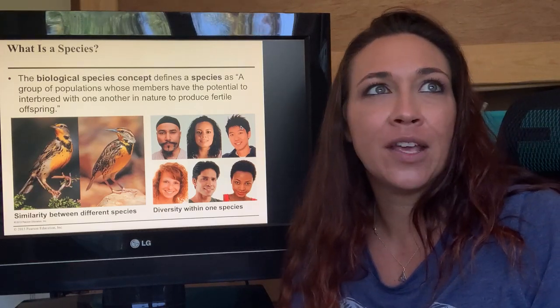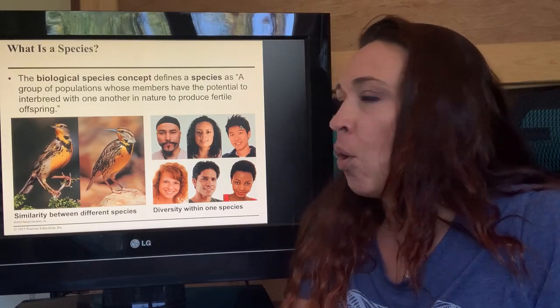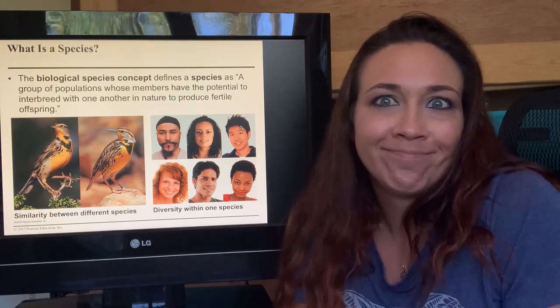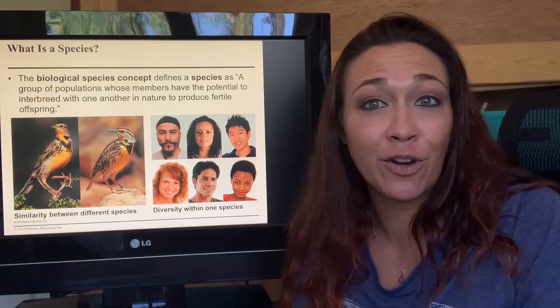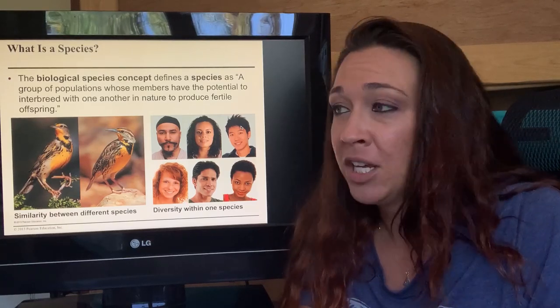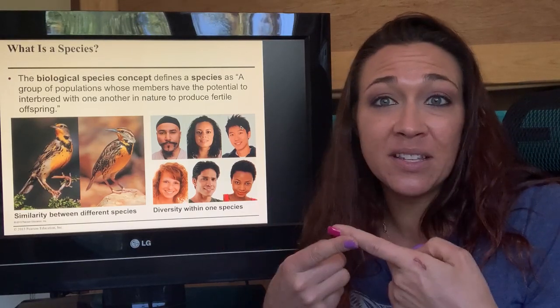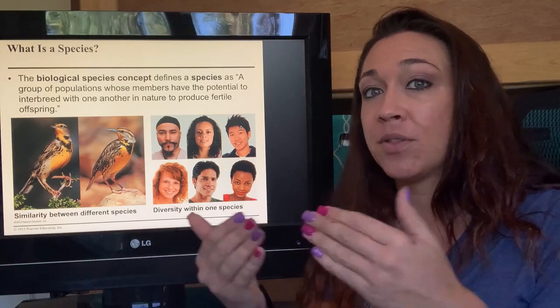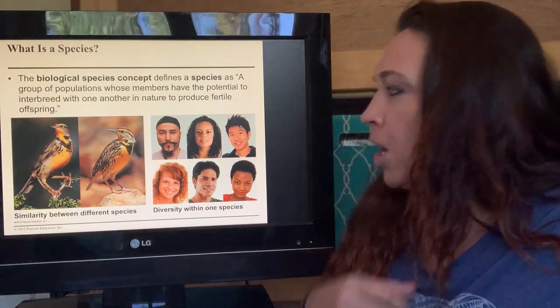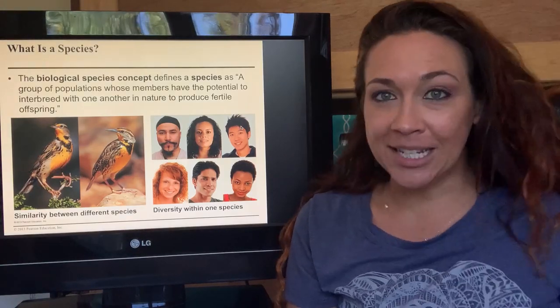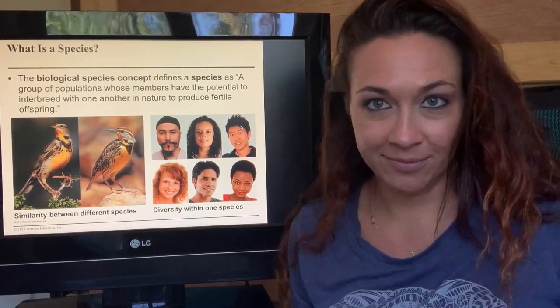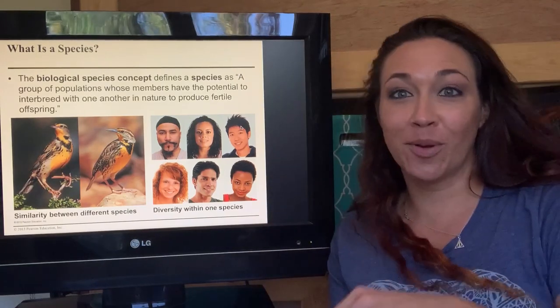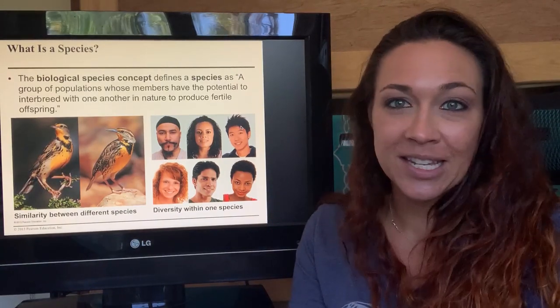That's why you can't have things like horses and cows breed. They are two totally different species, and therefore you can't breed a horse and a cow. You can mix two different dog breeds together because they're the same species. They're not different species, they're the same species. So let's talk about species, because this is what we're going to be focusing on next.